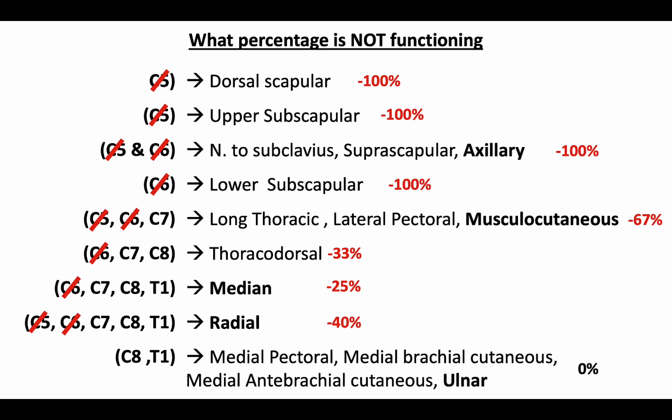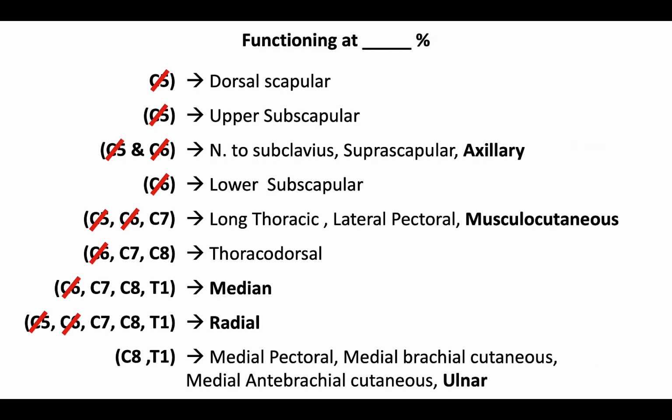But non-functional for me was too much of a double negative, so I also arranged this by percent function. How much of the nerve is still functioning, which is the reverse of what we just did. So the first 4 rows are all functioning at 0%, no function. Long thoracic, lateral pectoral, and musculocutaneous nerve are functioning at 33%, a third of their normal function. Thoracodorsal is functioning at 67%, 2/3 normal function. Median at 75%, radial at 60%, and medial pectoral, the medial antebrachial and brachial cutaneous nerves, as well as the ulnar nerve, is functioning at 100% function, fully functional.